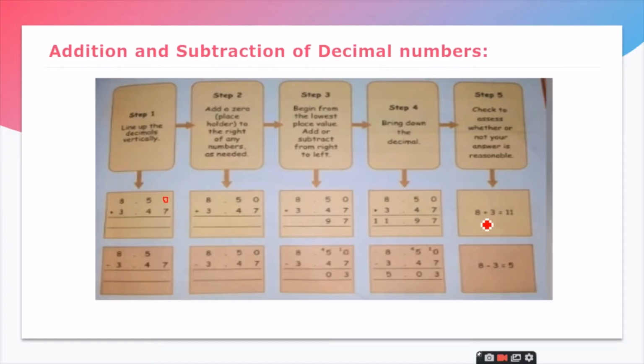We can check our answer. We can check to assess whether or not our answer is reasonable. We can check the answer by adding the whole numbers. 8 plus 3 is equal to 11, so the answer is right. Now 8 minus 3 is 5, so the answer is right. Now these are the steps to add or subtract decimal numbers.